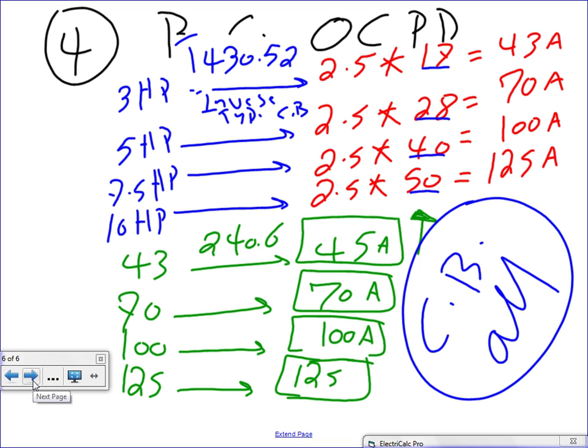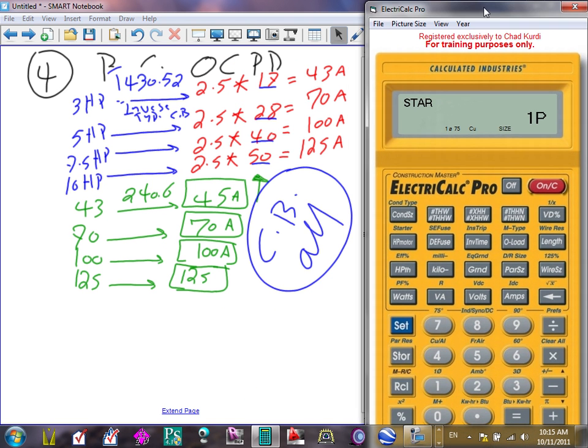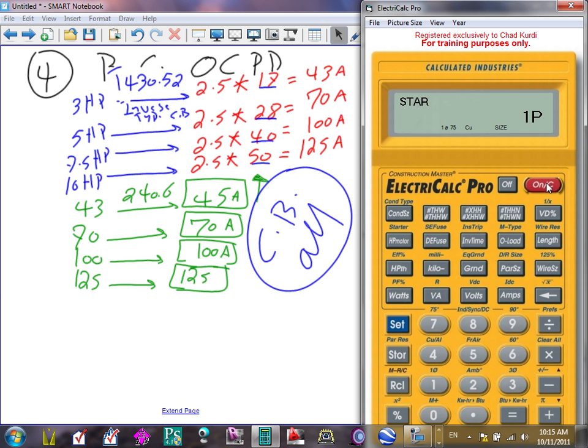Okay, let's use the calculator on that baby. So here's my calculator. First, all of them are circuit breakers, and we'll show you. Let's start with the 3, guys. Remember the voltage. Make sure your voltage is still 240. Hit your voltage, still says 240, okay?